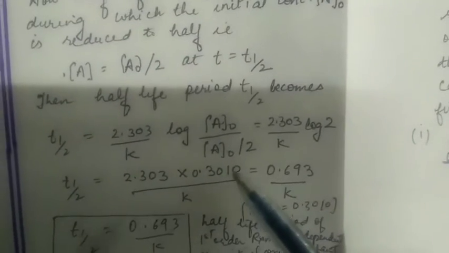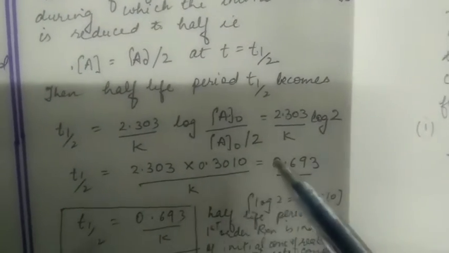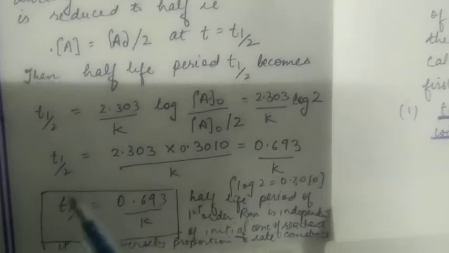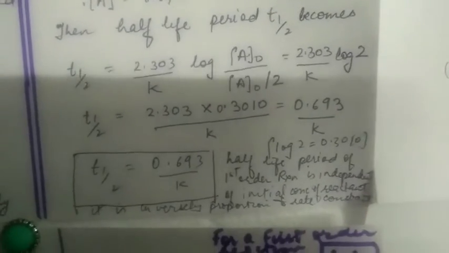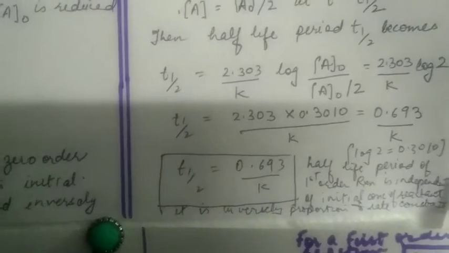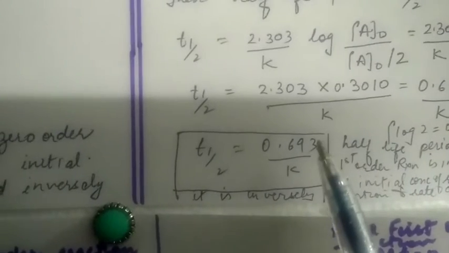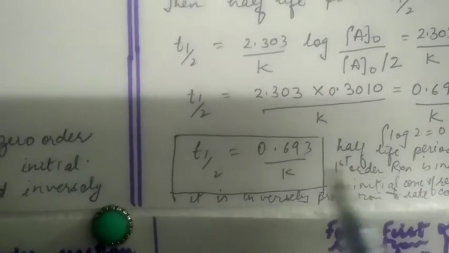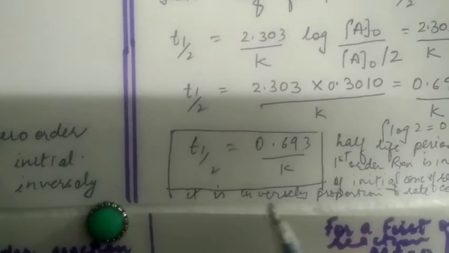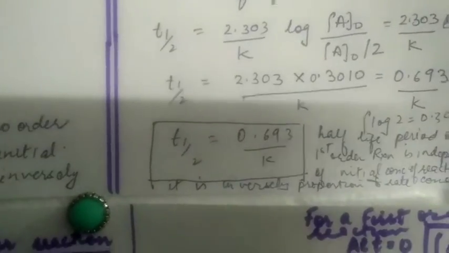Log 2 is 0.3010. On multiplying we get 0.693 and equation becomes T half is equal to 0.693 upon K. And you can see that half-life period is independent of the concentration of a reactant. It does not depend on concentration of reactant and it is inversely proportional to the rate constant.